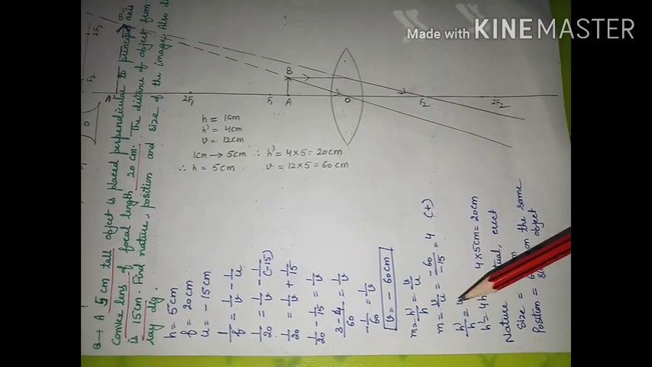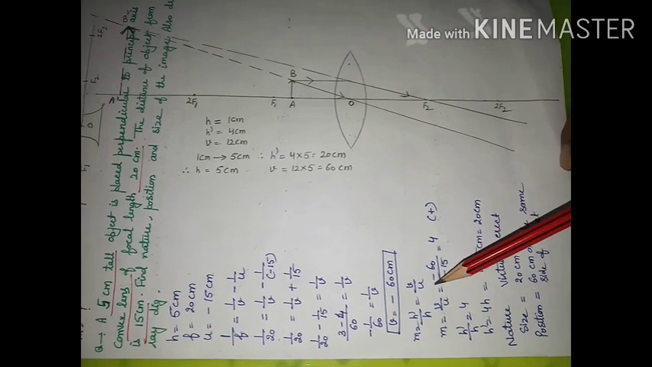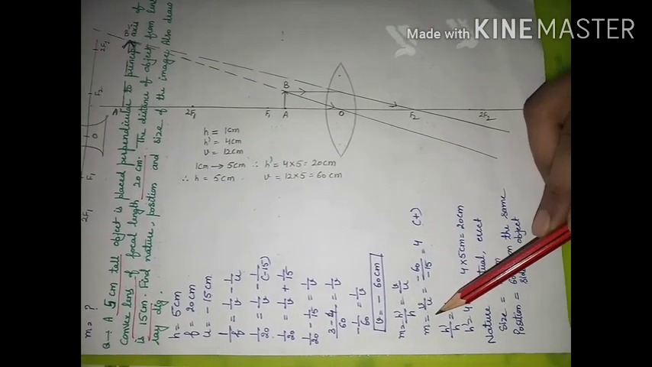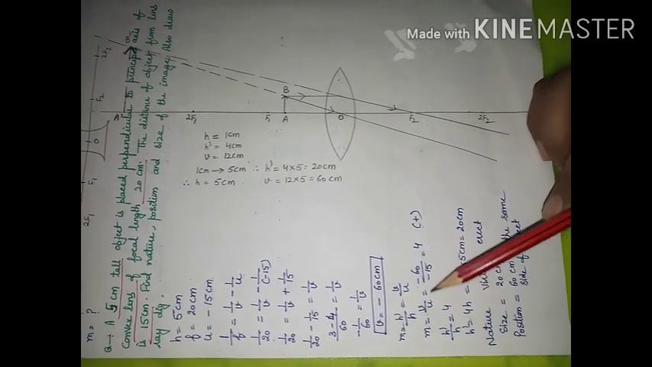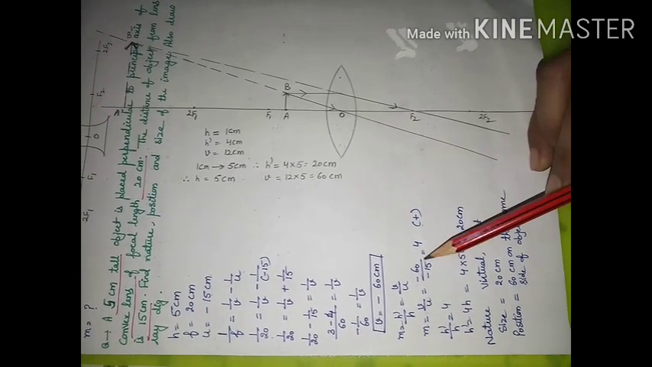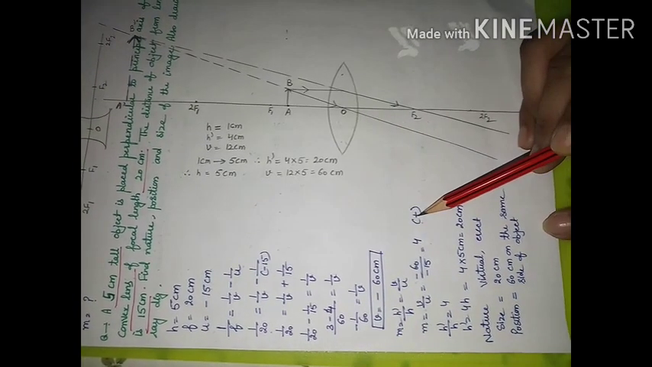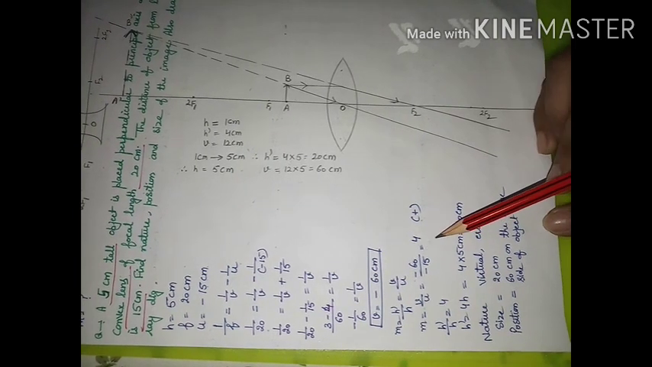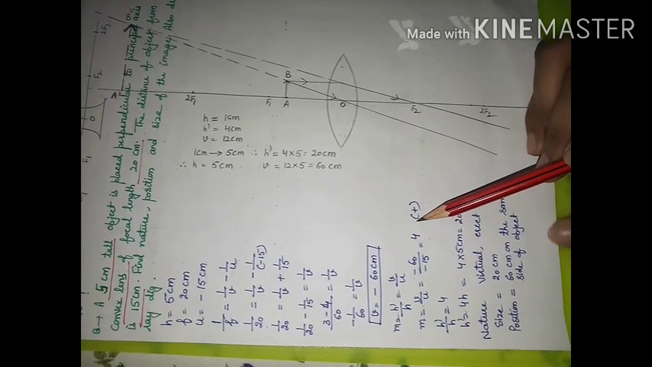So m is equal to h dash upon h, that is equal to v upon u. Put value of v and u in this equation. v is minus 60, u is minus 15. So m will be 4. See, this 4 is coming with a positive sign. So sign of m will tell you about the nature of image. Positive sign means image is virtual and erect, and if it is negative, then image will be real and inverted. In this case, our image will be virtual and erect.